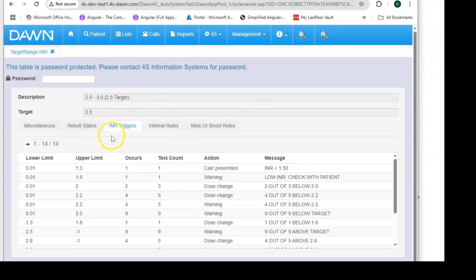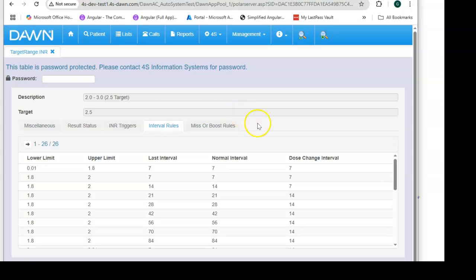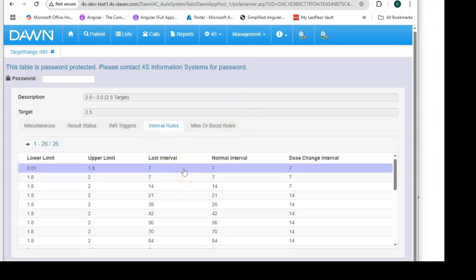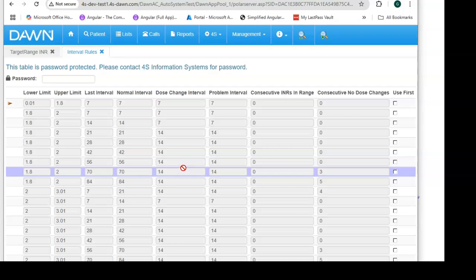So let's go back to our INR settings, and we'll move next to the interval rules, because these are bound up with the dose change rules. These determine which next test interval Dawn suggests. And again, they have a lower limit and an upper limit for the INR, but here they have a last interval, a normal interval, and a dose change interval.